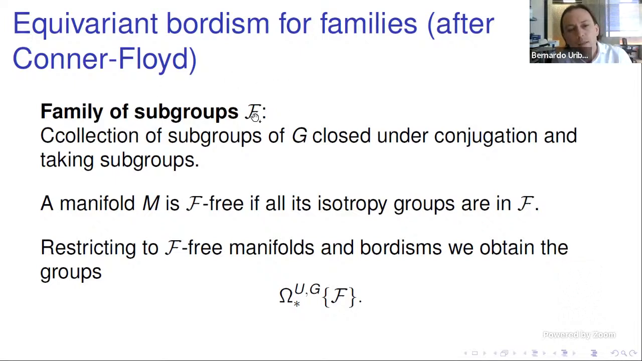So you choose a family of subgroups of a group, closed under conjugation and under subgroups. And you say that a manifold is an F-manifold, which simply means that all the possible isotropies are contained in this family. So you control the isotropies by the family. And if we restrict only to manifolds of a certain isotropy type, we get a new bordism group. Namely, we restrict to manifolds with a specific isotropy. If we take the family of all subgroups, we just have what we defined before, namely the equivariant bordism group.